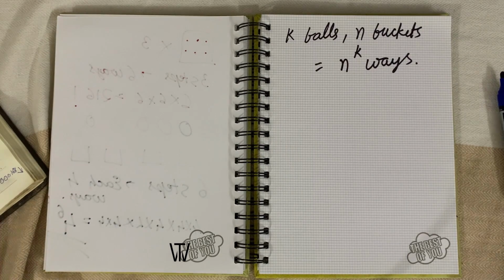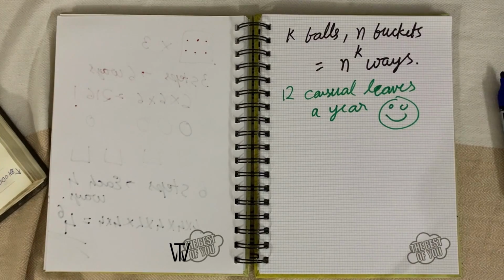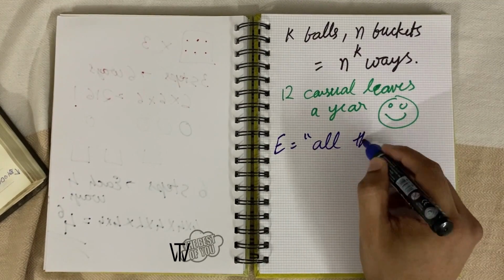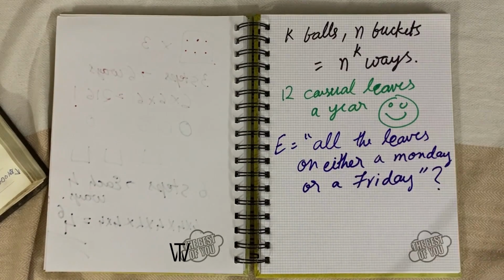Now let's apply our newly learned trick to a probability problem. Suppose your company allows 12 casual leaves a year. If you are choosing casual days at random, what is the probability that you would have taken all your leaves on either a Monday or a Friday? So your company wants to know whether you are abusing the system to get an extended weekend.